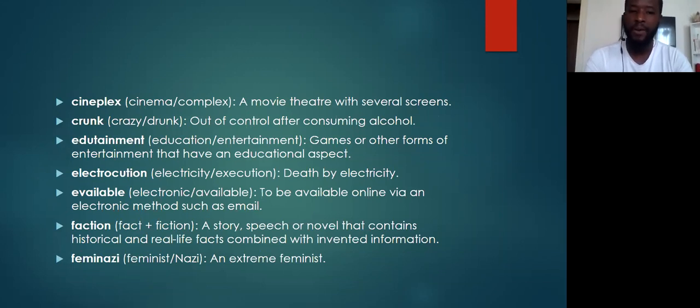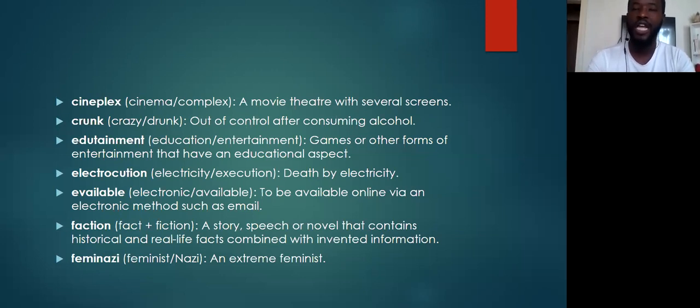And we have crunk. Crunk means crazy drunk, somebody who is out of control after consuming a lot of alcohol. Okay, so we call him a crunk. For example, you go to the bar or the pub and you have consumed a lot of alcohol. We can call you a crunk because you drank much more than is needed. Okay, that's the meaning of crunk. And we have edutainment.